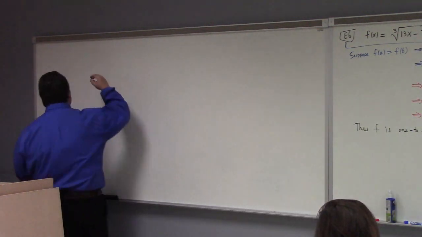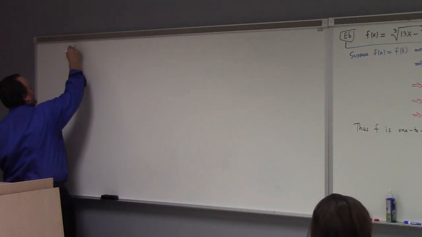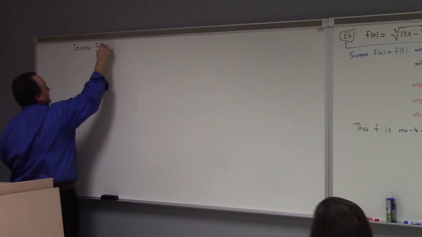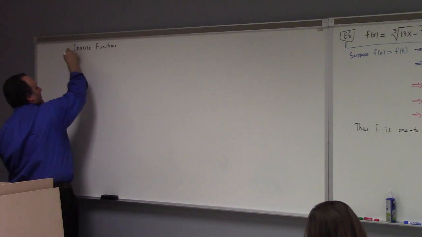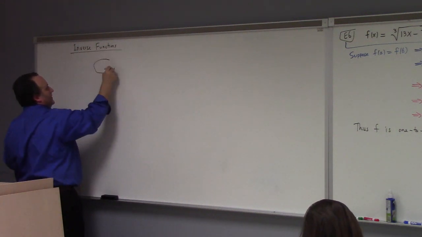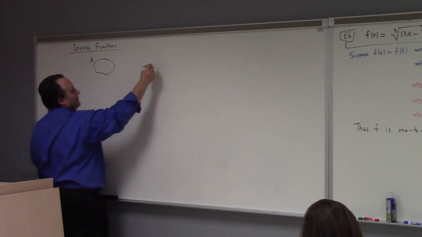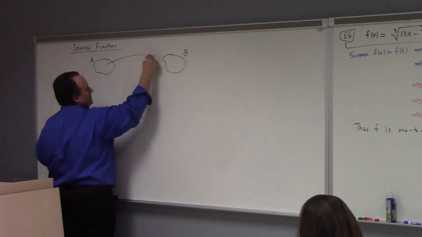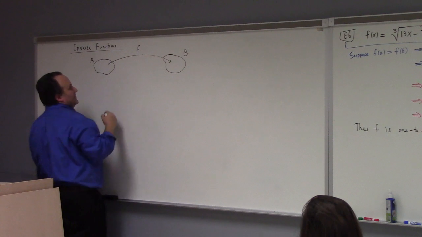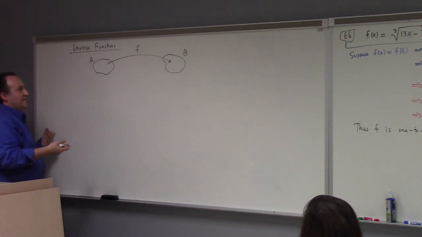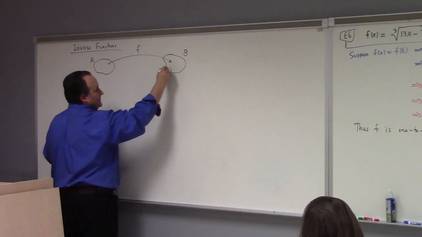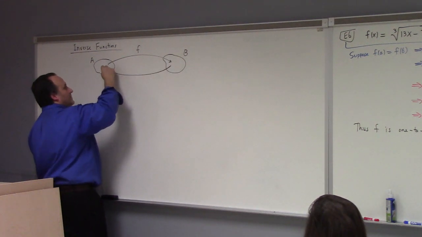Okay, so here's the deal. Let us talk about inverse functions. I usually start with a picture. Here's a set A. Here's a set B. And my function goes from A to B, all right? And I want to assume that this is a one-to-one function. Then the inverse function goes the other way.